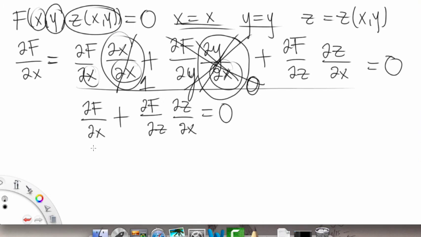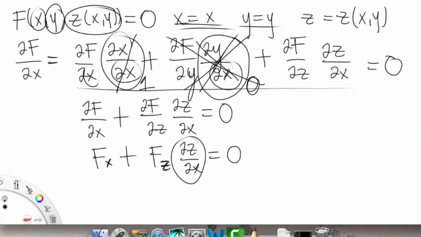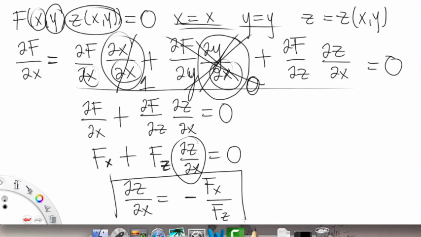So I'm just going to rewrite these in a little easier or simpler notation. Partial f with respect to x plus partial f partial z, times dz dx, is equal to 0. So if we solve for the relation between z and x, we would get a negative, so this would be negative f sub x over f sub z. Okay? So this is actually a pretty important relation that we just uncovered.